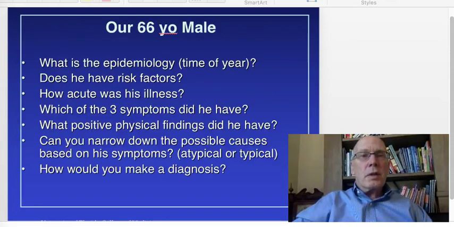Let's return to our 66-year-old male. What is his epidemiology? What time of the year did he develop pneumonia? Does he have risk factors? How acute was his illness? Which of the 3 symptoms did he have? What positive physical findings did he have? Can you narrow down the possible causes based on these symptoms? Does he have atypical or typical pneumonia? How would you make the diagnosis?